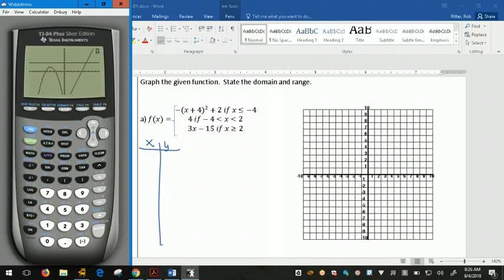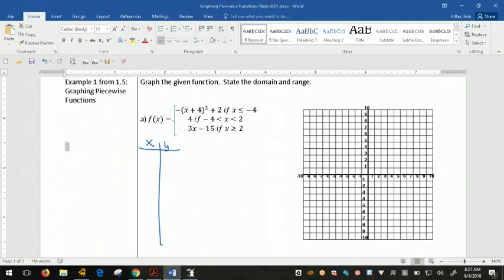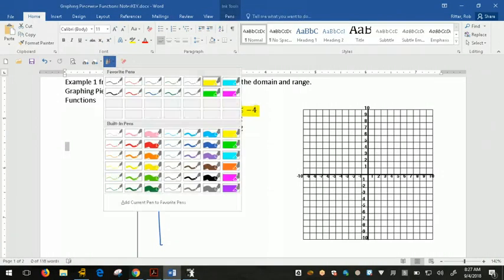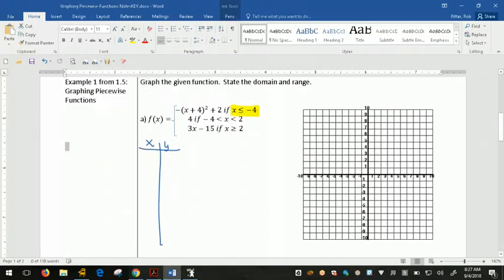So that's really important to know. And I'm supposed to include this value of negative 4 since this is less than or equal to 4. So when I make my tables for this, I put my negative 4 and I also put next to it a solid dot because of the equality.